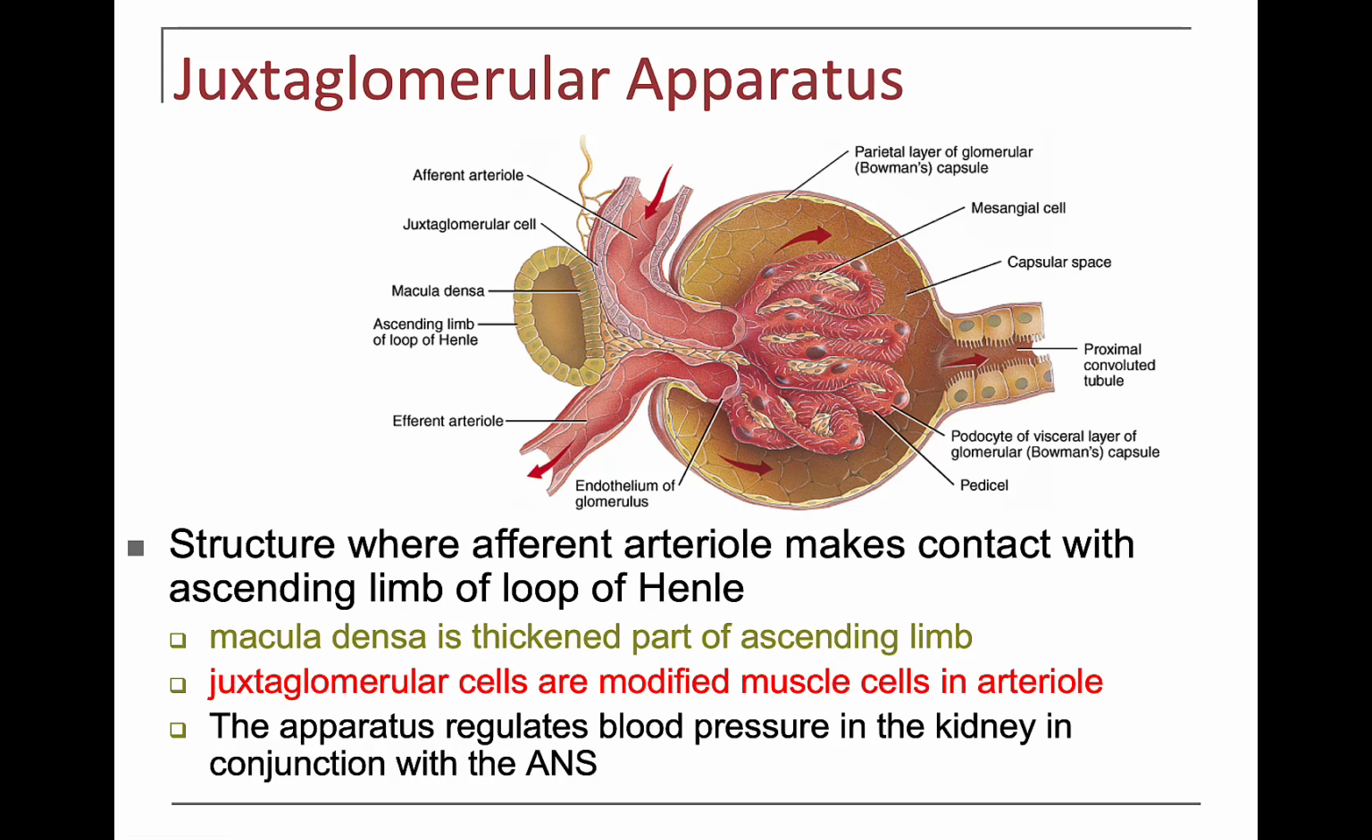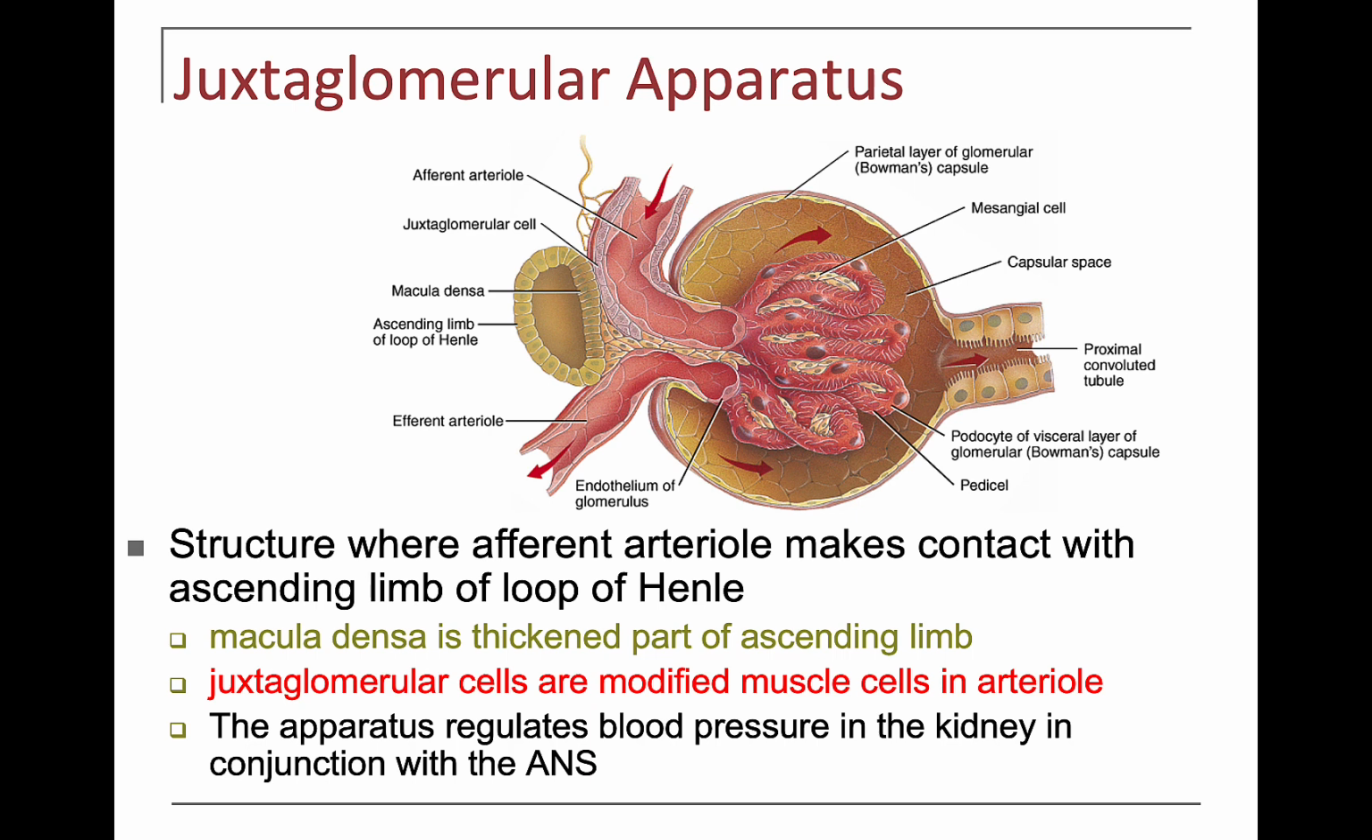So we saw previously that the JGA, or the juxtaglomerular apparatus, was a spot where the ascending limb of the loop of Henle came into contact with the afferent arteriole, and both the cells on the afferent arteriole and the ascending limb are modified there. So we call the modified cells on the nephron loop macula densa cells.